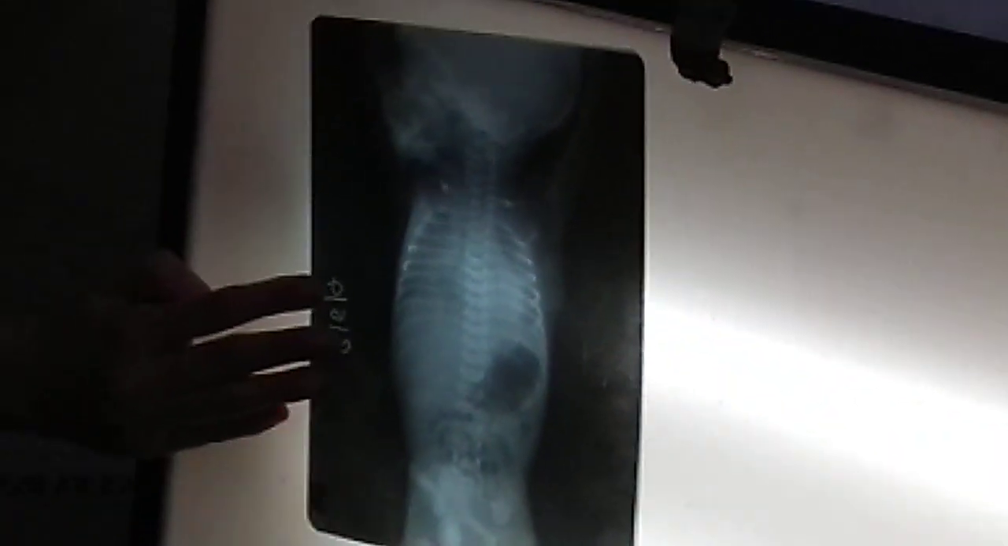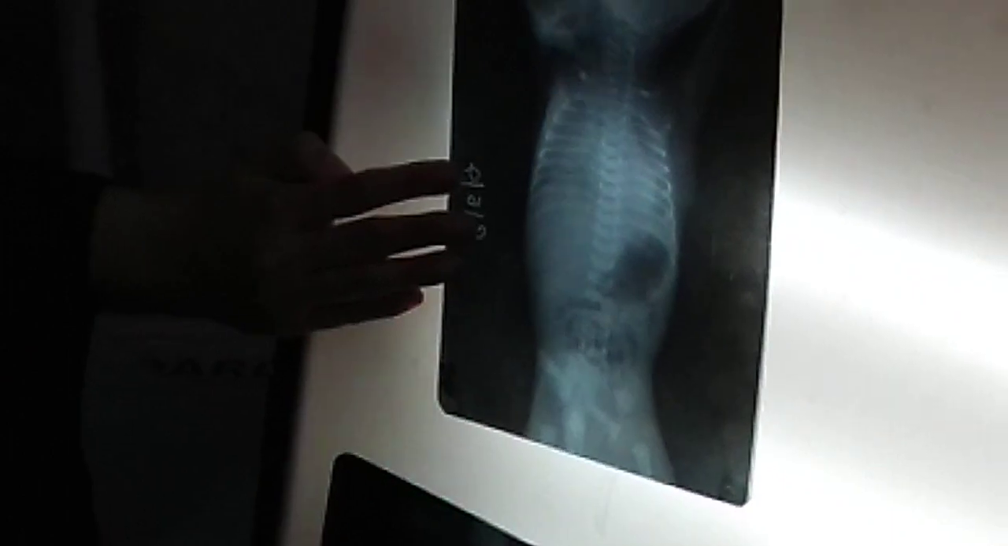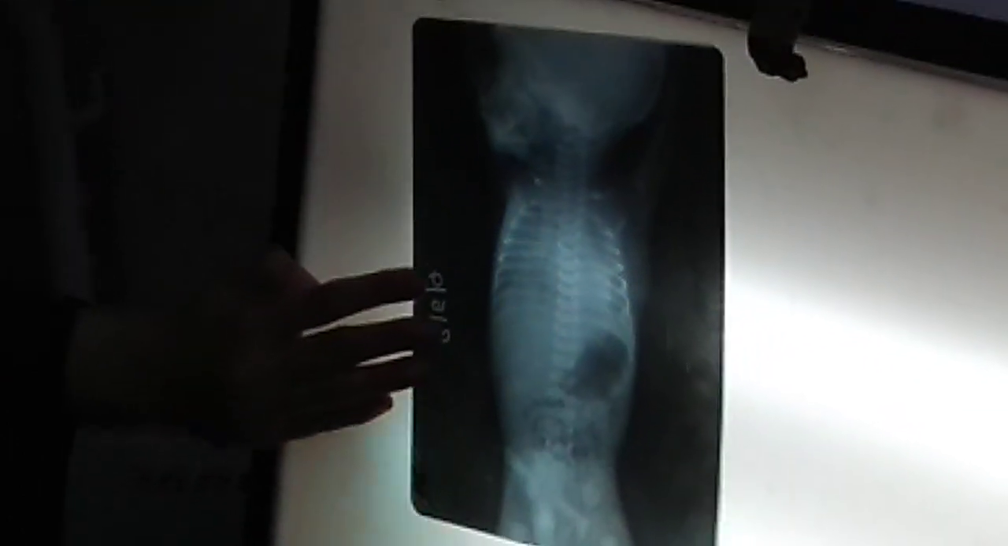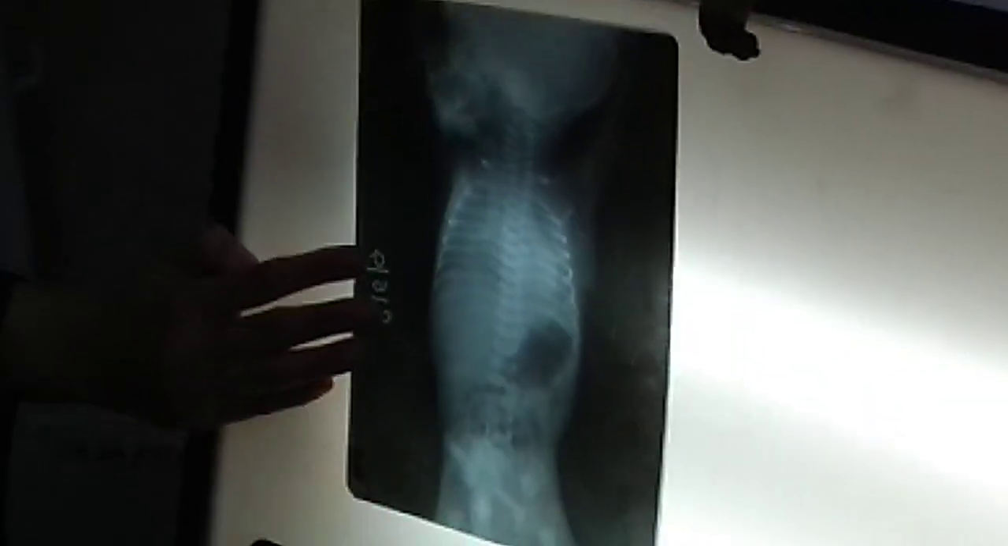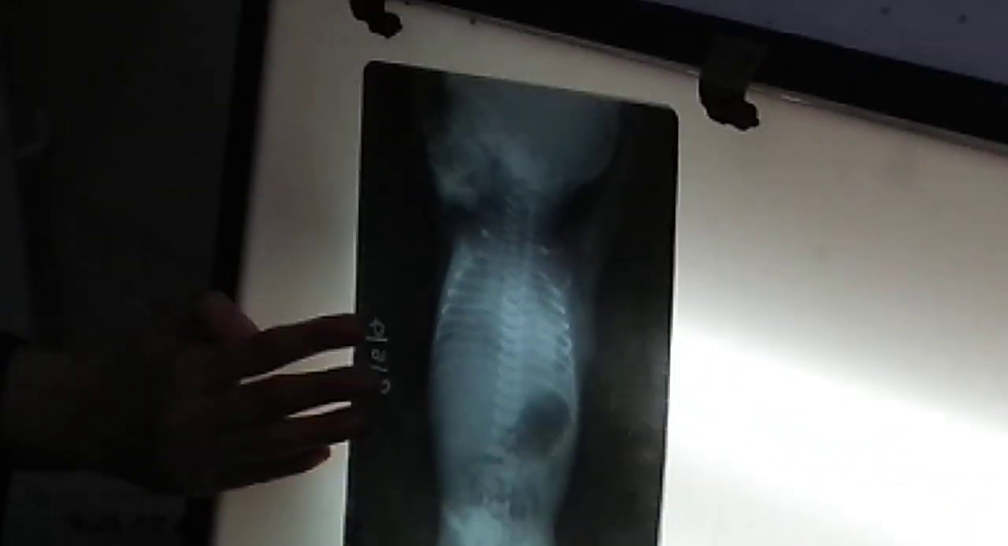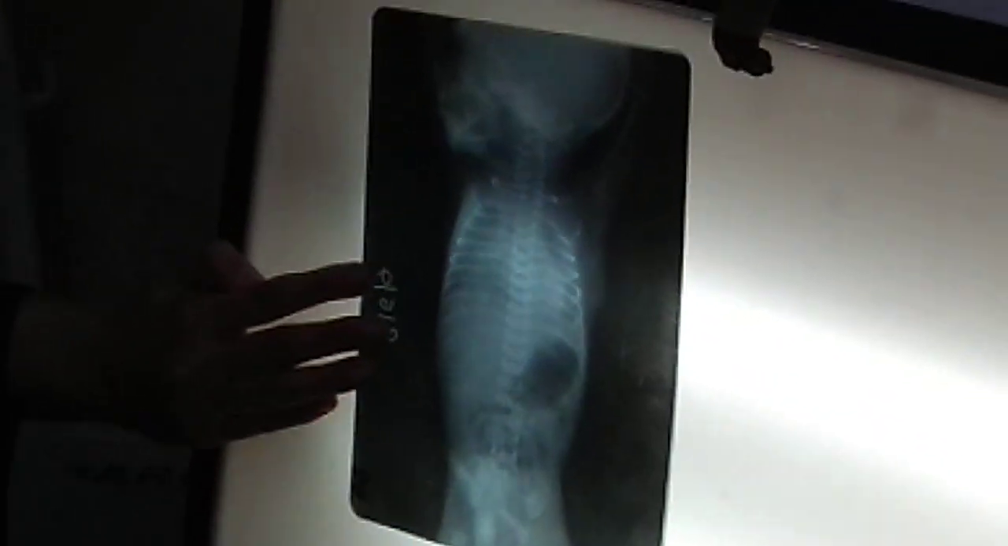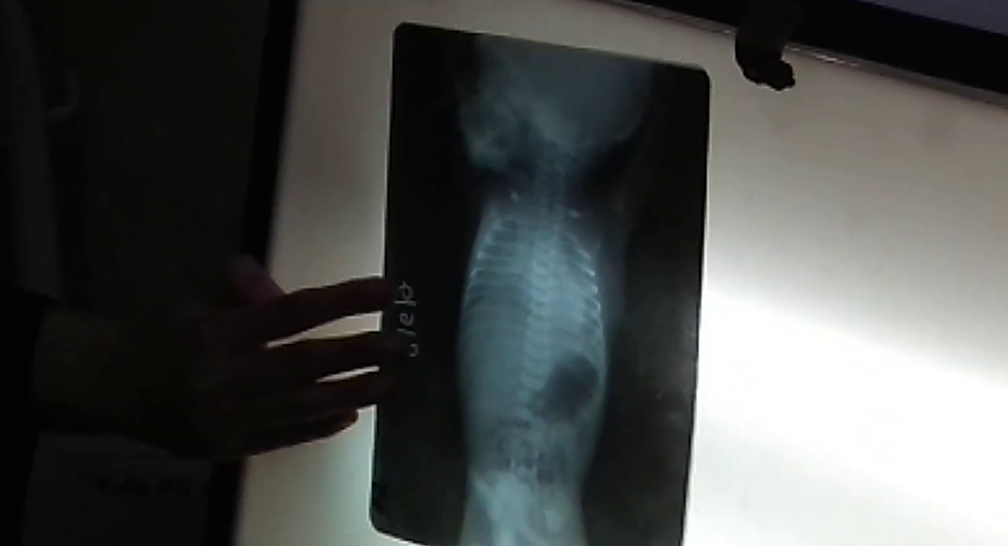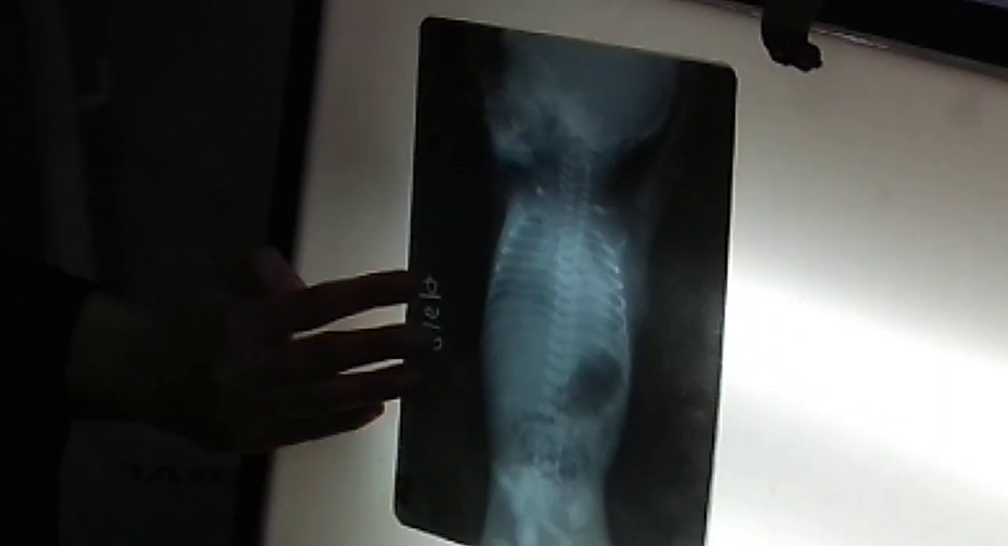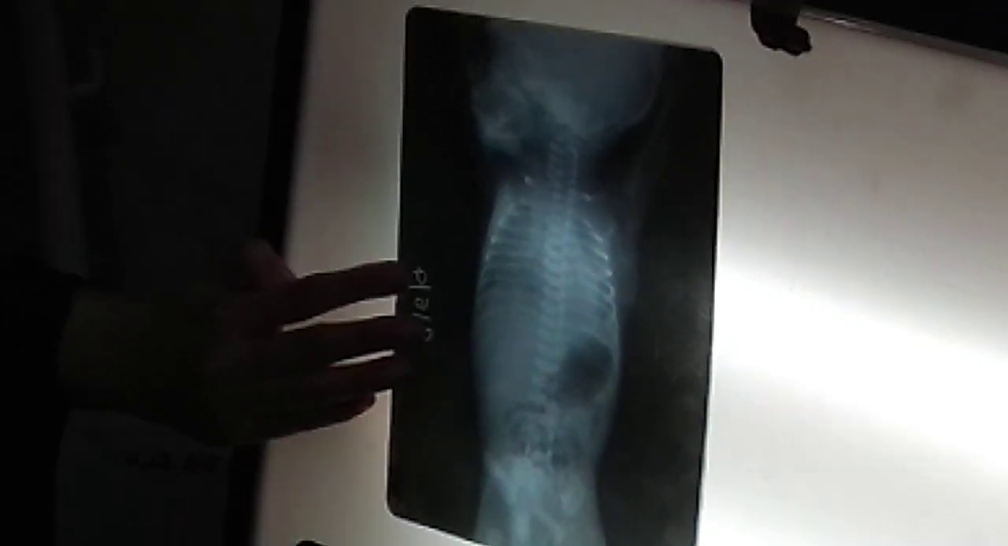Both the lung fields are opaque. This you see in hyaline membrane disease, HMD. The white outline. Hyaline membrane disease is seen in which type of babies? Preterm babies, especially with mothers who have diabetes.